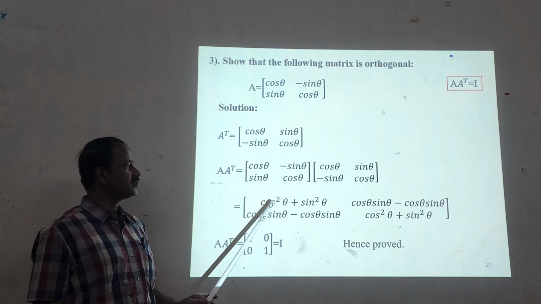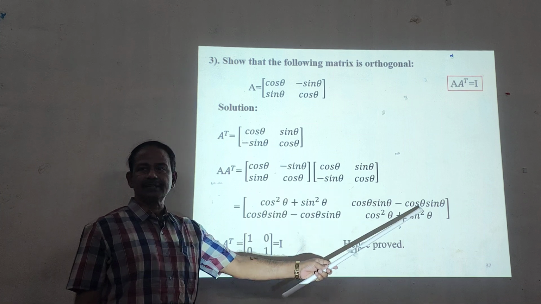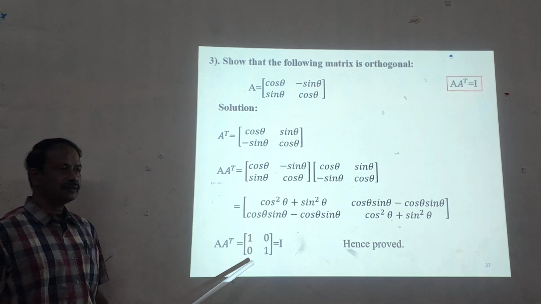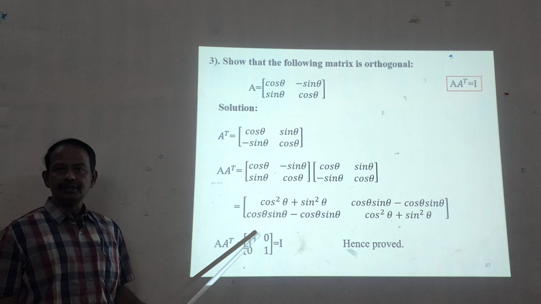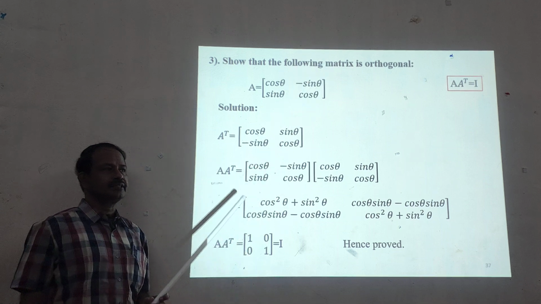Of course, we know that cos square theta plus sin square theta equals 1. So this becomes 1, and this gets cancelled, and this also gets cancelled, and this becomes 1. So 1 0 0 1 will be the final answer. So A A transpose is the identity matrix. So this matrix must be an orthogonal matrix.